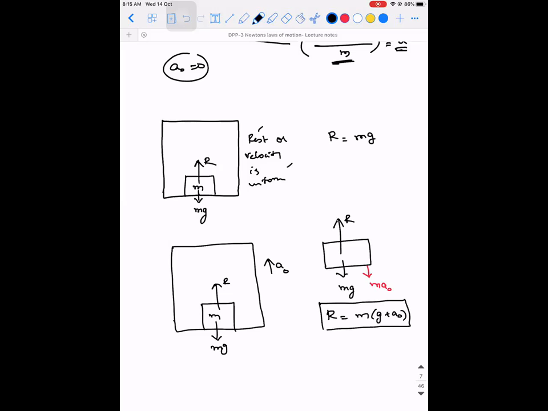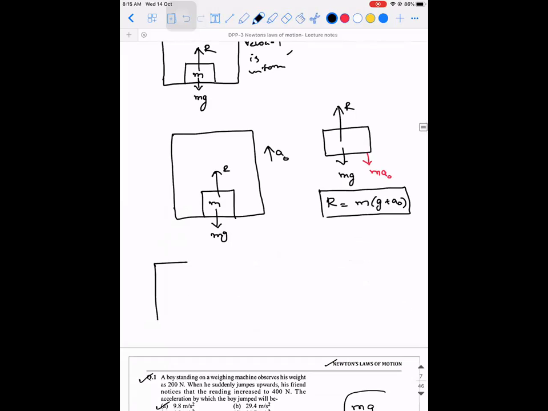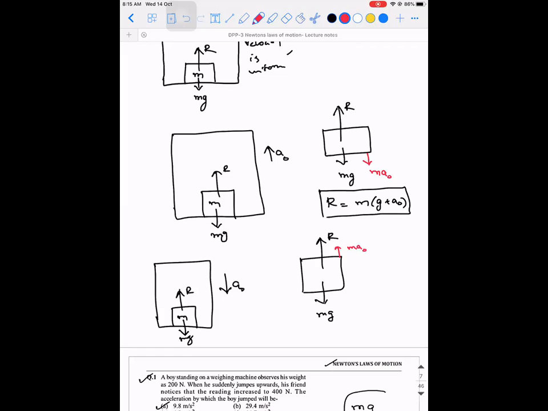So you people got it. Similarly, if it is moving in the downward direction, mg, pseudo force should be applied in the upward direction. So answer will be m into g minus a naught. See, it is very, very simple for you to visualize.